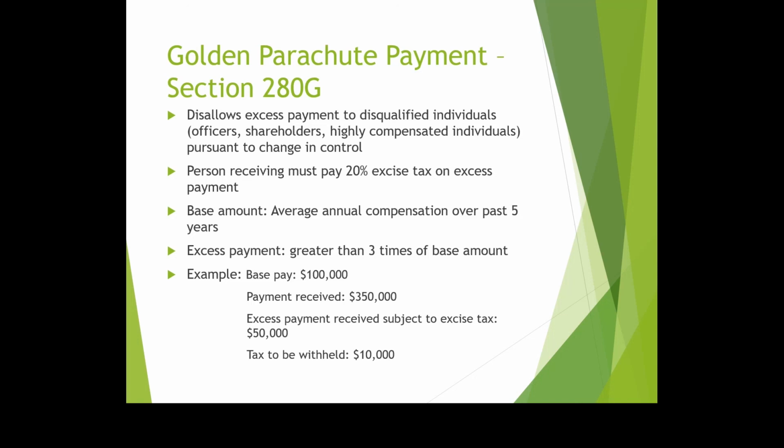So what is a base amount? Base amount is the average annual compensation over the past 5 years. Let's suppose the pay of somebody high up in an executive position is $100,000 a year, and during this transaction that person got $350,000 as part of the M&A. In that case, because that money is more than 3 times his or her annual pay, the excess, which is $350,000 minus $300,000 ($100,000 multiplied by 3), the $50,000, is subject to a one-time excise tax of 20%. So we have to withhold that 20%, which is in addition to all the other regular income tax that person has to pay.